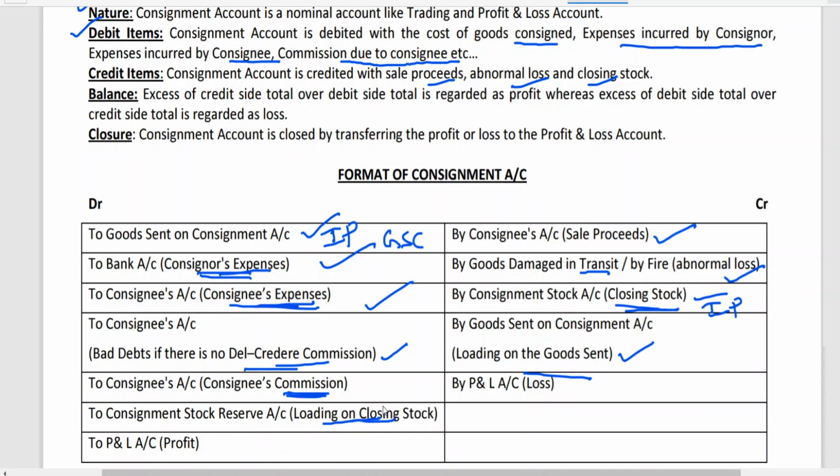Come on, tell me where you are having it. At the time of goods sent on consignment, and at unsold stock. The entry will be goods sent on consignment to consignment. Entry for loading effect on unsold stock: consignment account debtor to consignment stock reserve. So you should be good in these two things. I think this is what I thought of sharing with you.